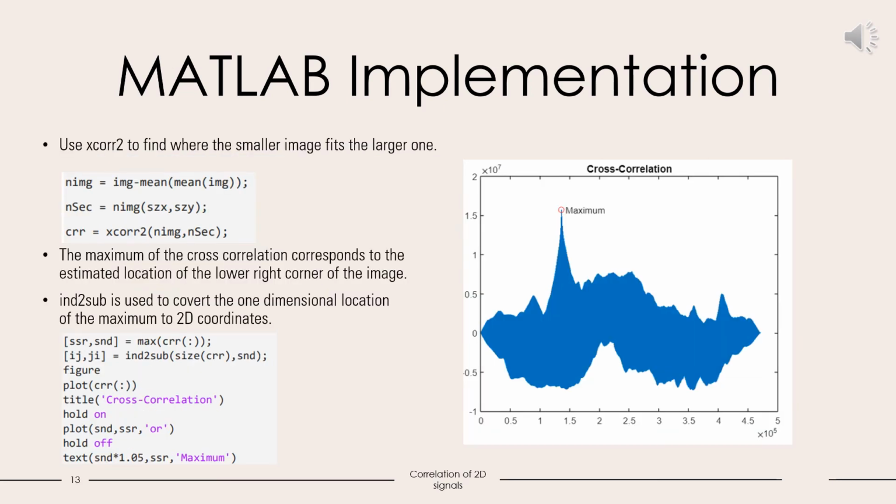Now, we use the MATLAB function xcorr2, which is used to find the correlation between two-dimensional signals, to find where the smaller image fits the larger image, that is, where the section of the image fits the input signal. The maximum of the cross correlation corresponds to the estimated location of the lower right corner of the image. The ind2sub function is used to convert the one-dimensional location of the maximum into two-dimensional coordinates.